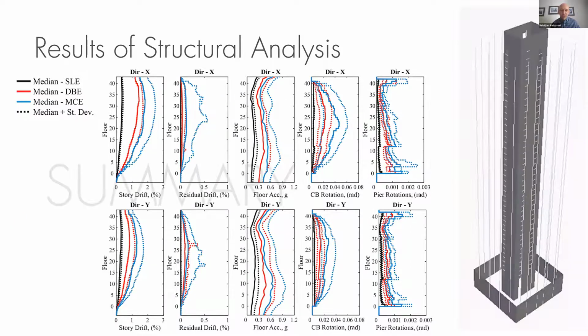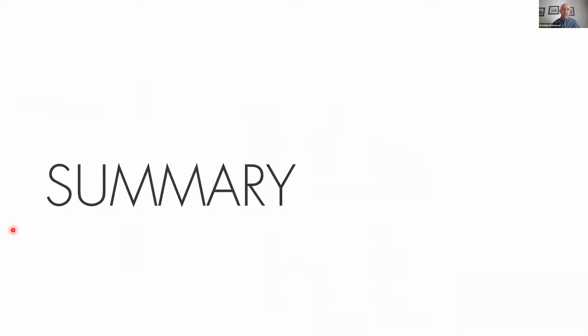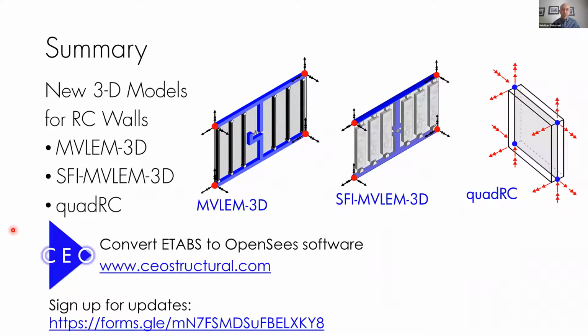So in summary, there are 3 new models. One of them is already available. 2 of them are coming. They have different capabilities. They're 3-dimensional models. They're 4-node models. And you can very easily connect these models with other parts of the elements in the building. And they're validated, they're documented, papers are also coming out.